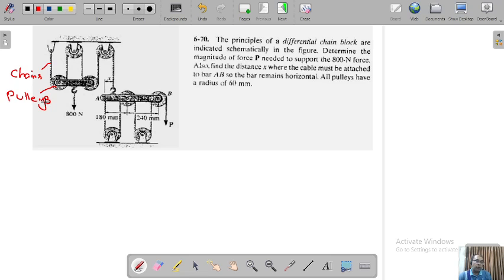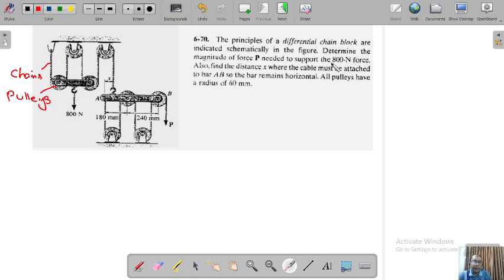So in this chain block machine, we have to tackle it by first considering the topmost two pulleys. We have to draw the free body diagram, but before that, they say that the magnitude of the force P is to be calculated. We have to calculate the force P, and the 800 Newton weight needs to be lifted, okay.